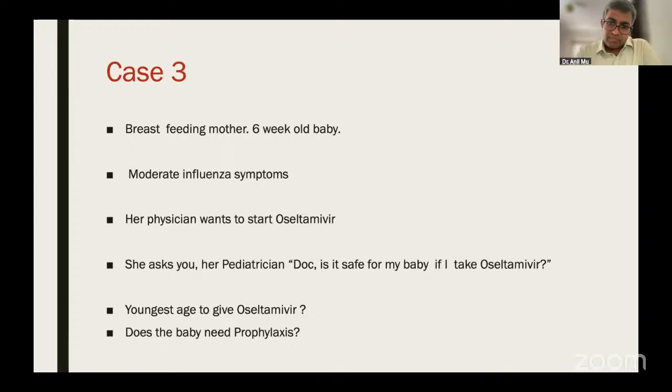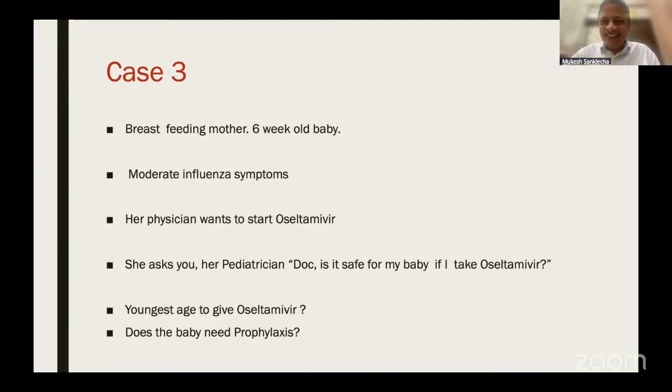Actually, a 6-week-old baby is at higher risk than a baby who's 4 or 5 months. So I think in terms of indication, it is required. But in terms of the safety profile and the safety data available, it may be required, but it is not recommended. It is not licensed. Correct, not licensed.